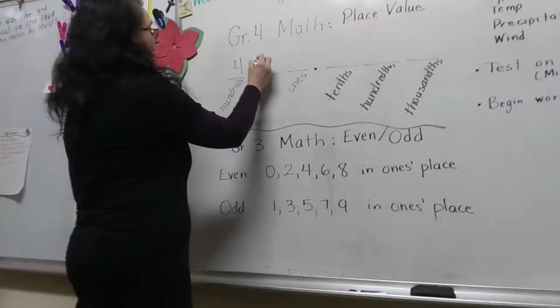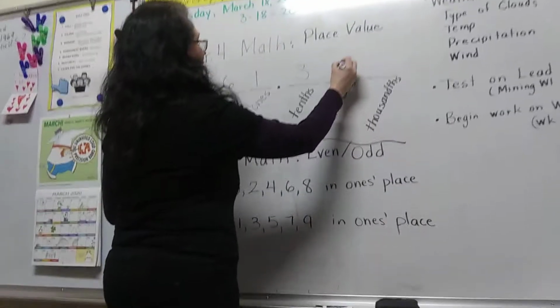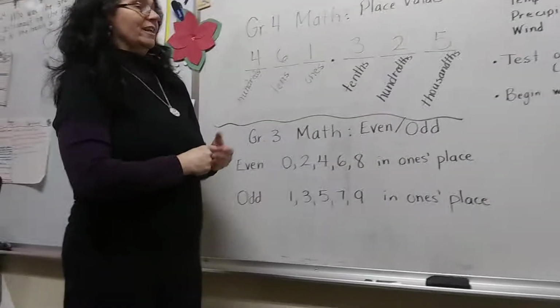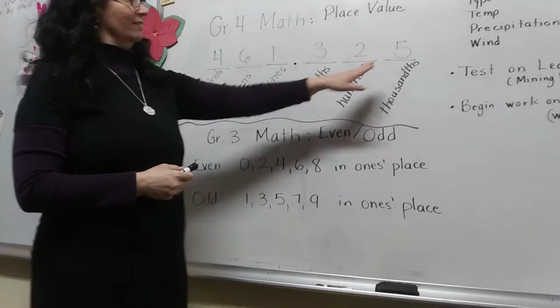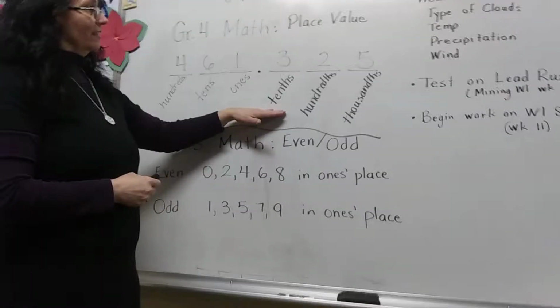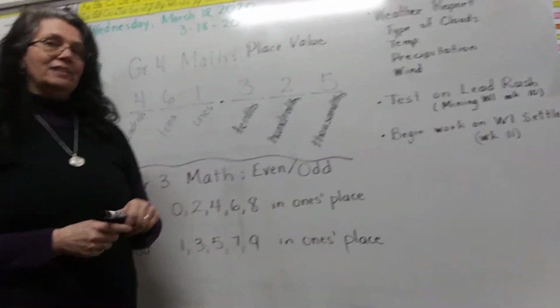So if I write the number 461 and 325 thousandths, what number is in the thousandths place? The 5. What number is in the tenths place? The 3. Okay? If you have questions, make sure that you ask me.